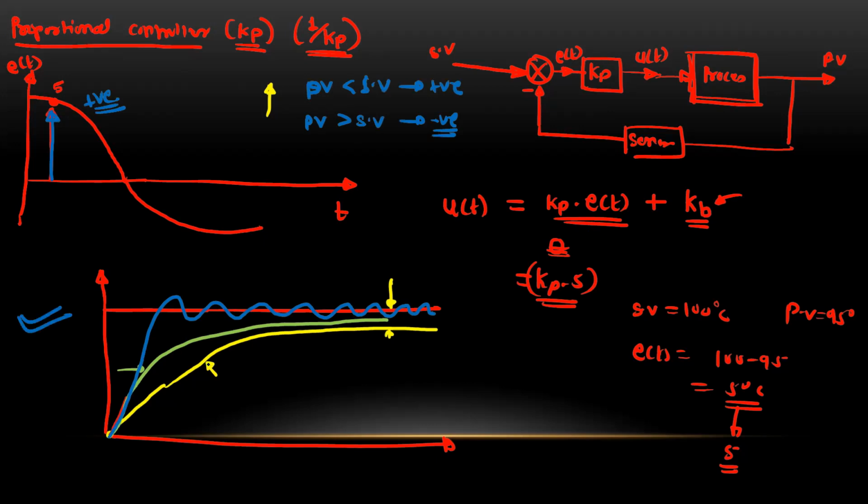It will change the time of the response. Sometimes it will give a rapid response depending on the Kp value, and sometimes a slow response. So we have to adjust the Kp value so that we get the optimum response without any oscillation.